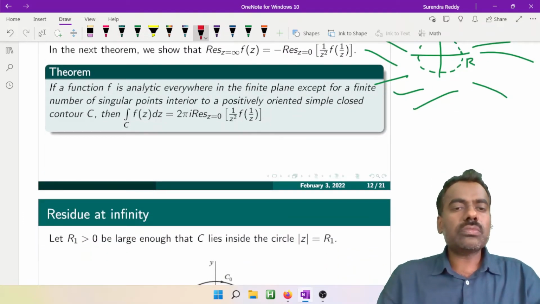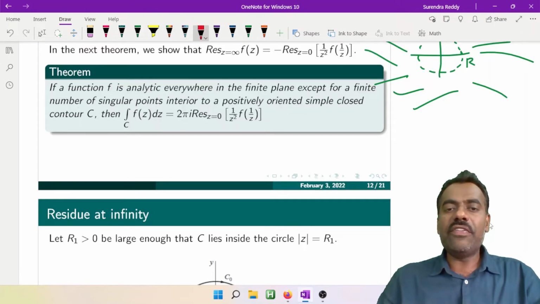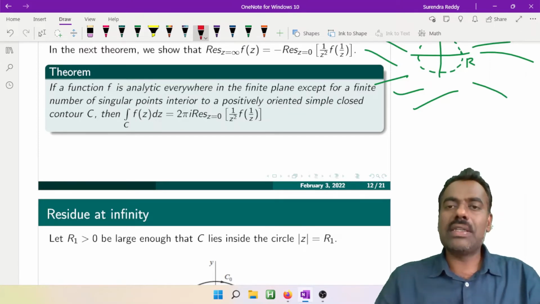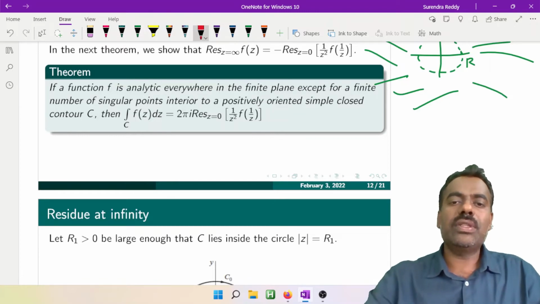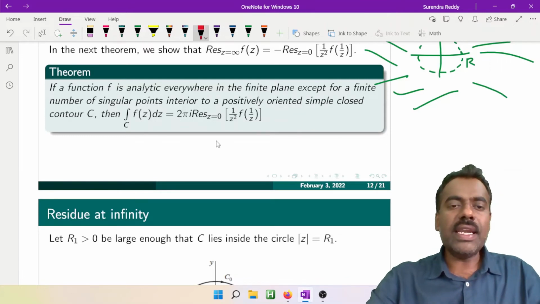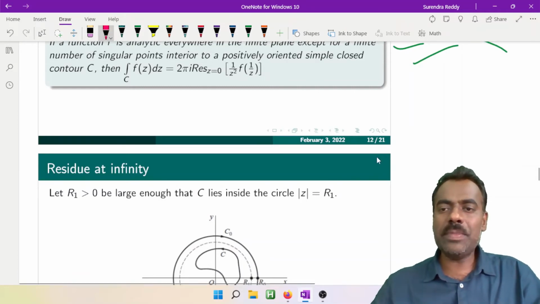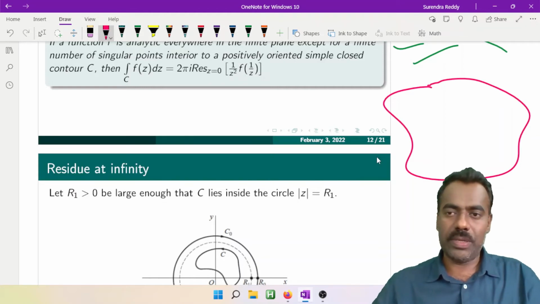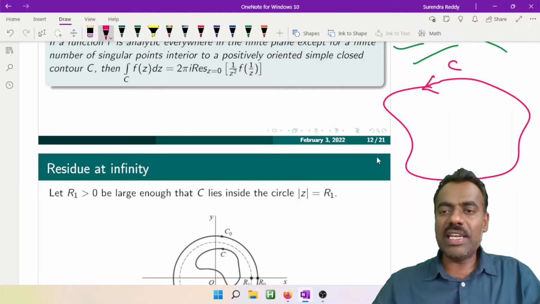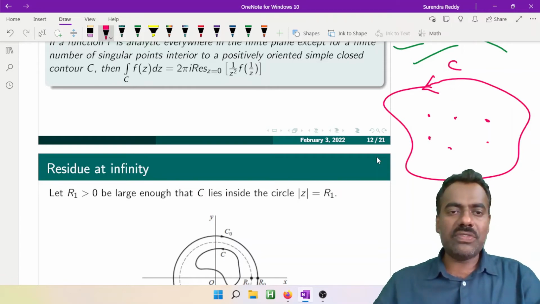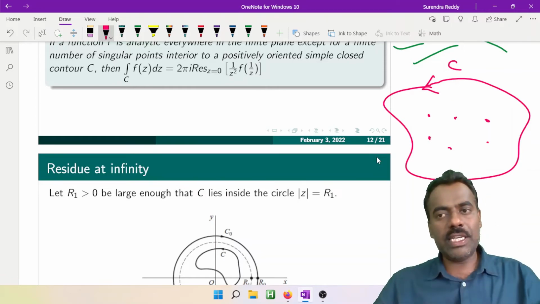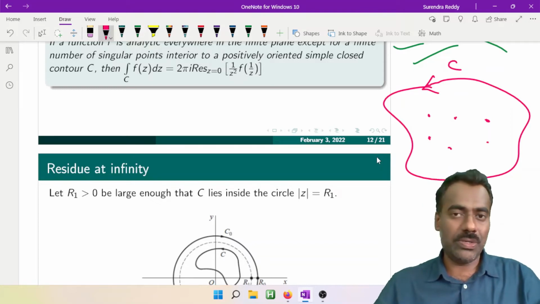It says that suppose our f is analytic everywhere in the finite plane, that means our complex plane, except for a finite number of singular points interior to that positively oriented curve C, then the integration over C of f of z dz. This statement is similar to the statement of the Cauchy residue theorem. So we have a C here and f is analytic except at finitely many points z1, z2, zn, and everywhere else f is analytic. At that time, the Cauchy residue theorem says the integration is 2 pi i times the sum of the residues.